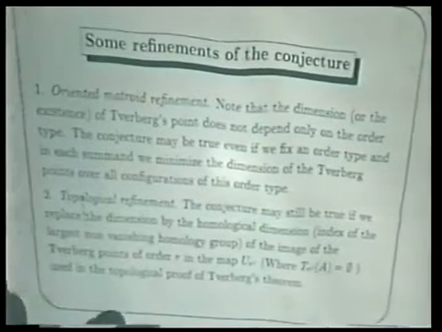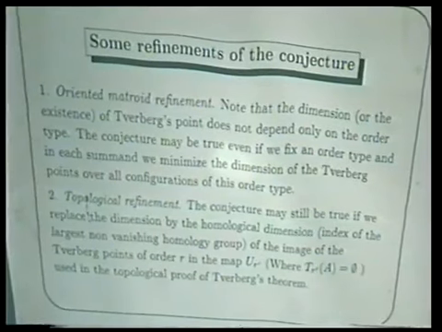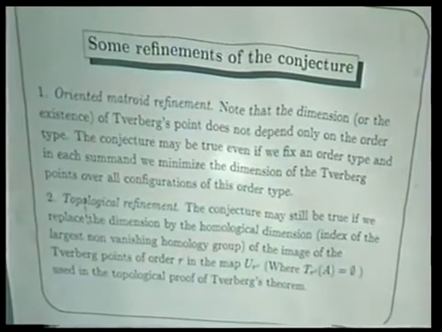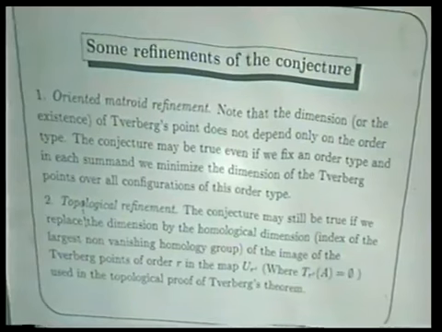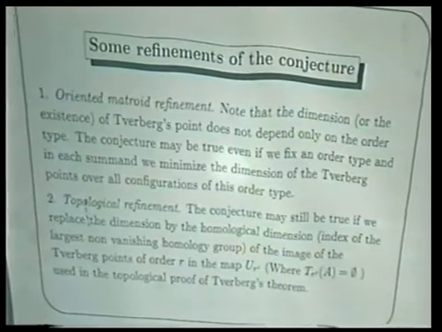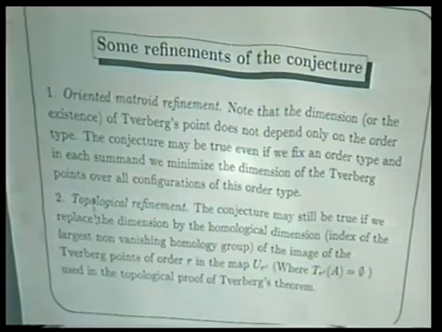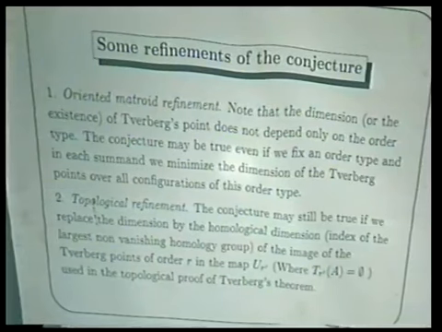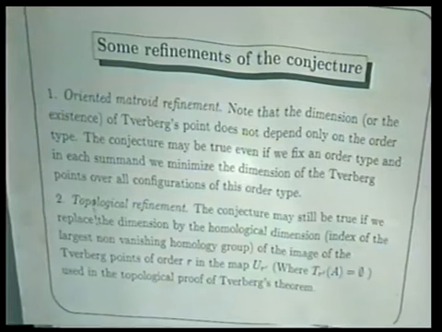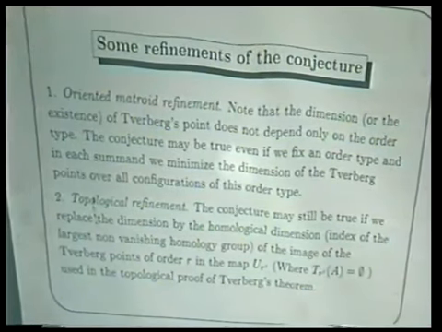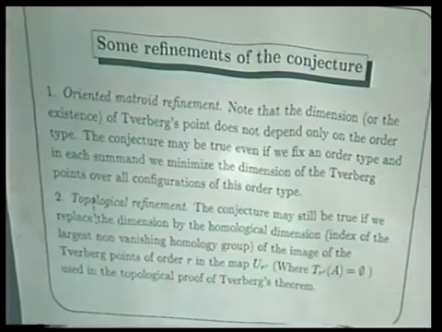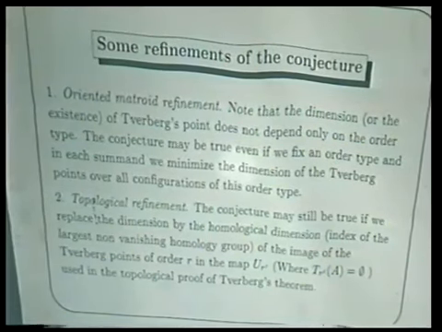So let me briefly mention some refinements of the conjecture. One refinement would say this is only about order types or about oriented matroids. You don't really care. I mean, Tverberg partitions are related to some structure which is not captured by the order type, but maybe the conjecture is still true if you consider an order type and you minimize the Tverberg dimension of all configurations in this order type. So this will be some strengthening.